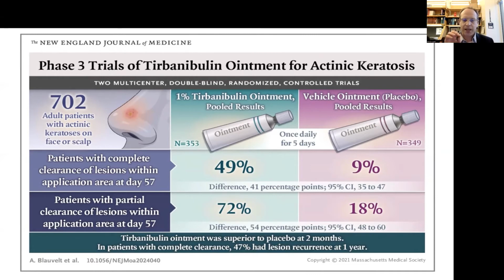For those patients that had complete clearance and then were followed for up to a year, about 47% had an AK lesion recurrence within the field of treatment at 1 year, suggesting that actinic keratoses are a chronic problem, not a discrete problem, but a chronic problem for patients that have significant UV photodamage.